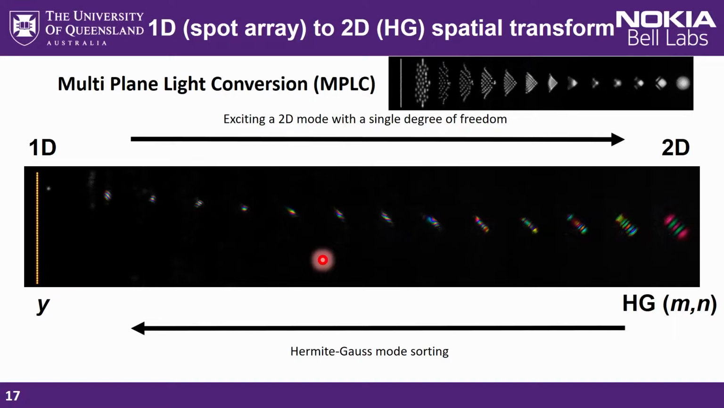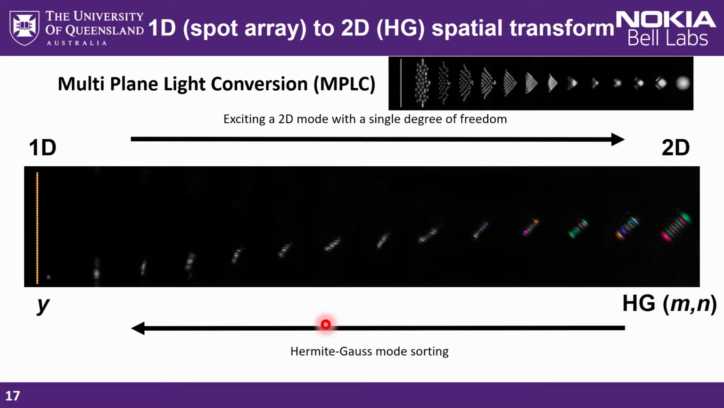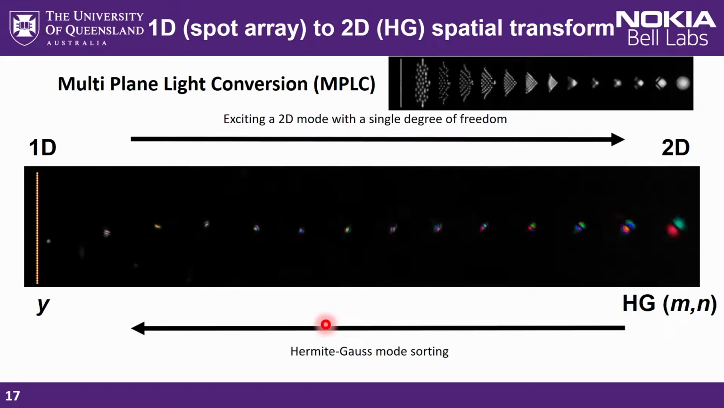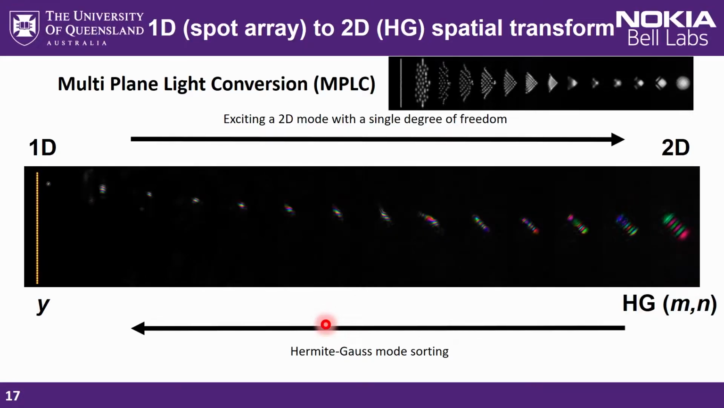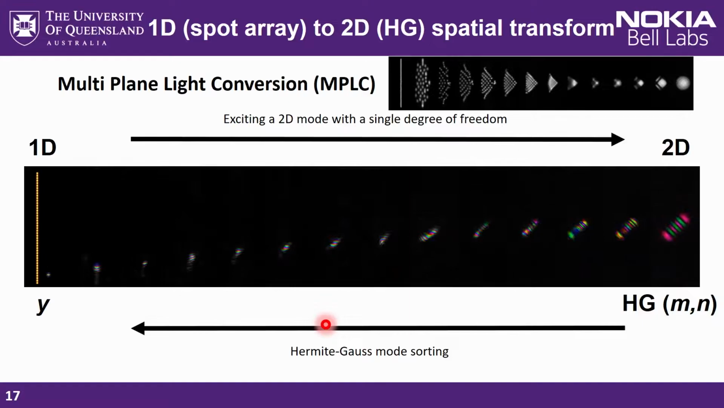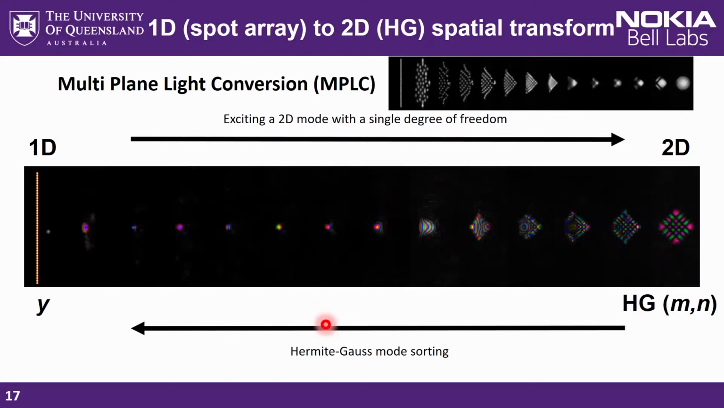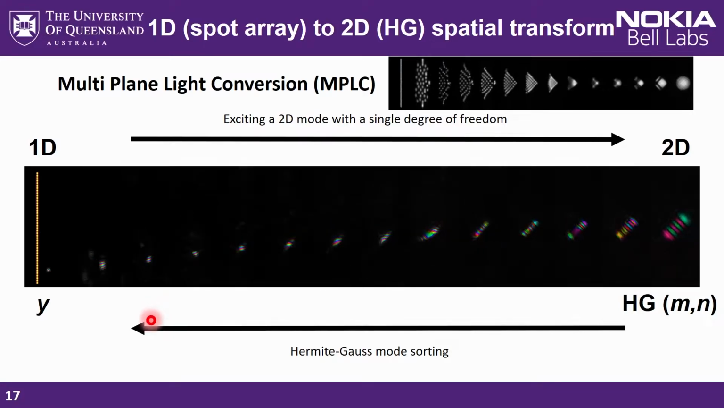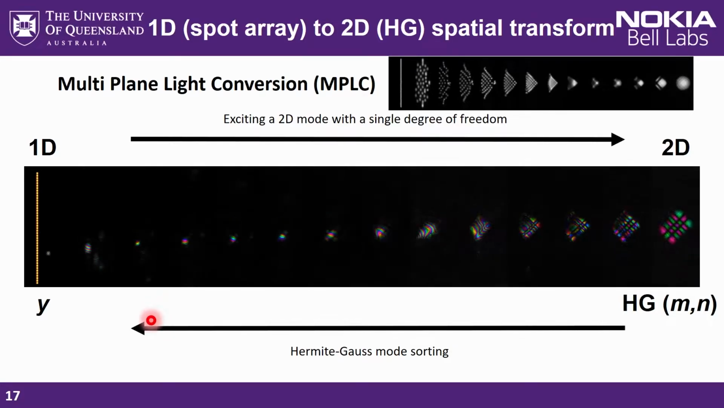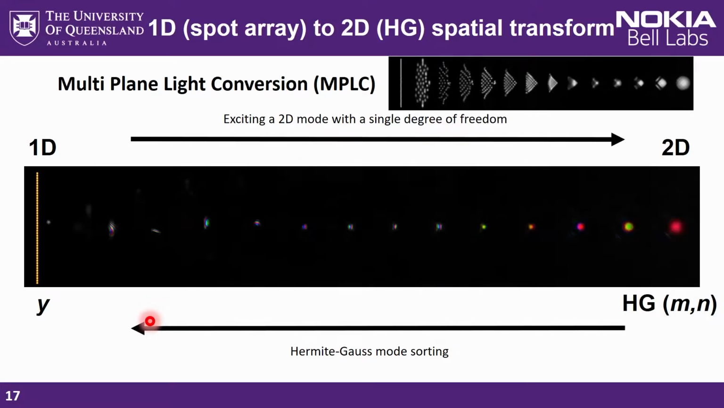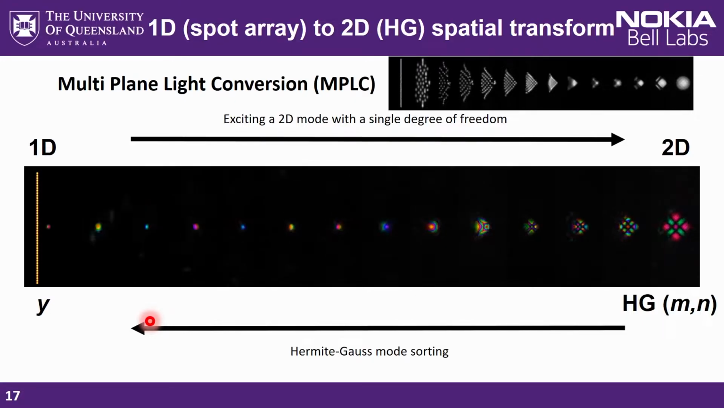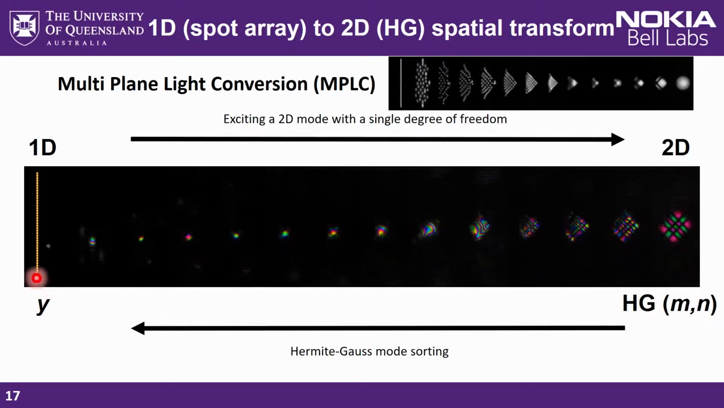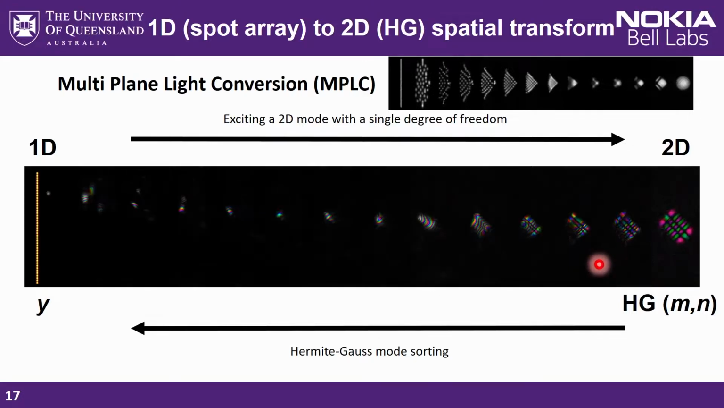The multiplane light conversion, abbreviated MPLC, was recently developed to perform unitary transformation. The MPLC technology has been out for the past decade, mostly coming from the need for unitary transformation, carried out here by using phase masks. In our case, we will exploit a technology of the MPLC that has been developed between the University of Queensland and Nokia Bell Labs that enables a 1D to 2D spatial transform.